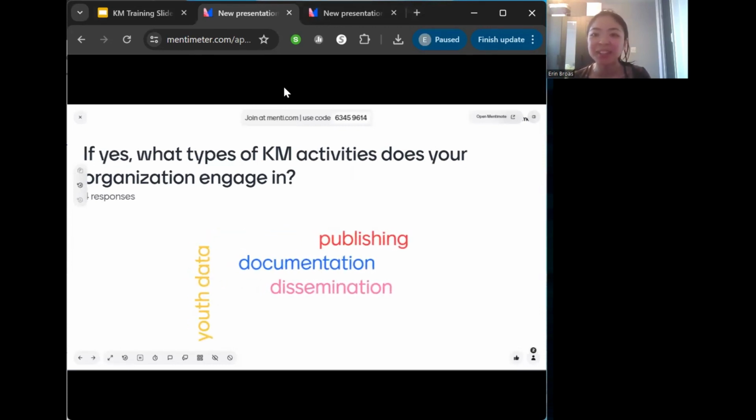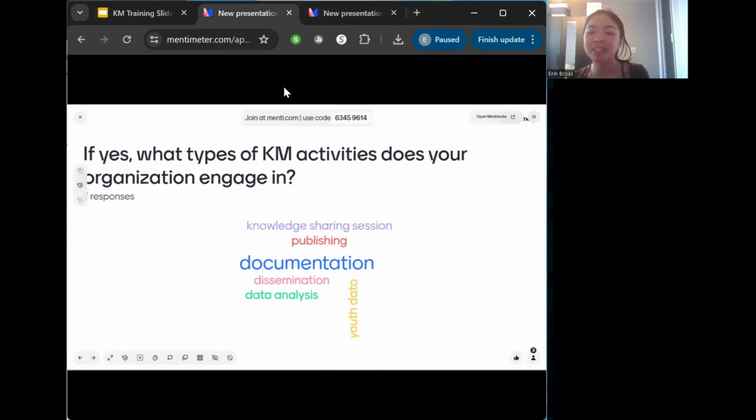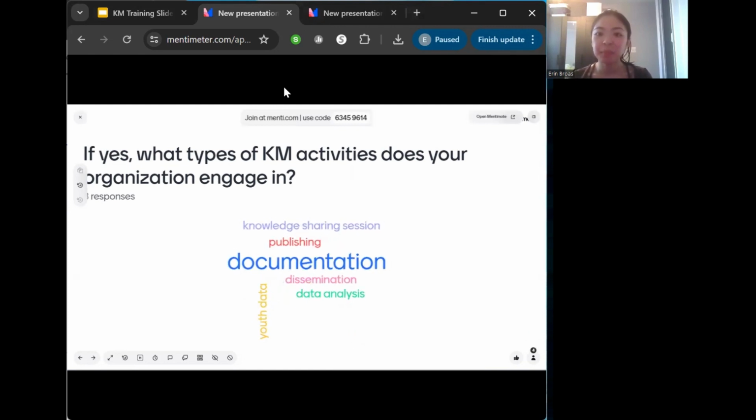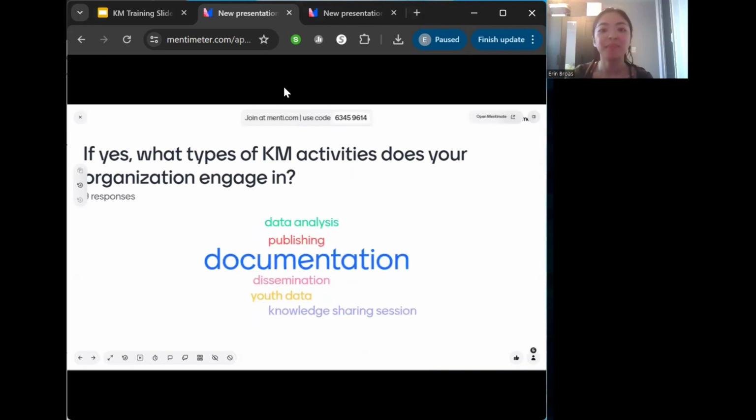Great. Similar to our first question, we're seeing documentation, publishing, dissemination, knowledge sharing sessions, youth data, data analysis. These are all really great examples. Documentation is a common theme.